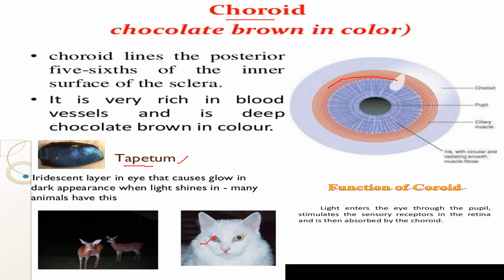The choroid layer is thin over the posterior two-thirds of the eyeball, but it becomes thick in the anterior part to form the ciliary body.